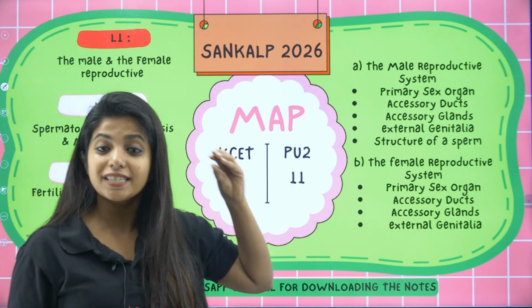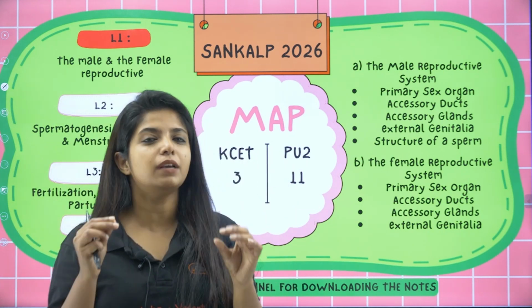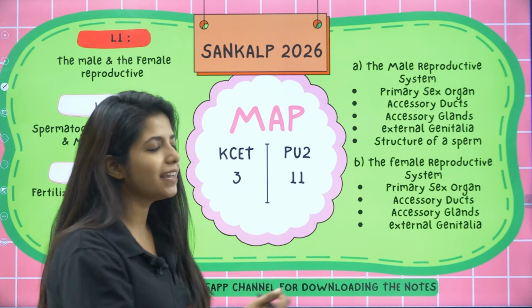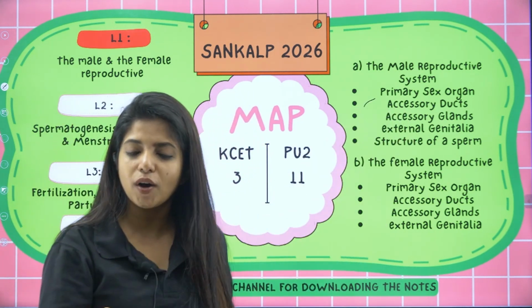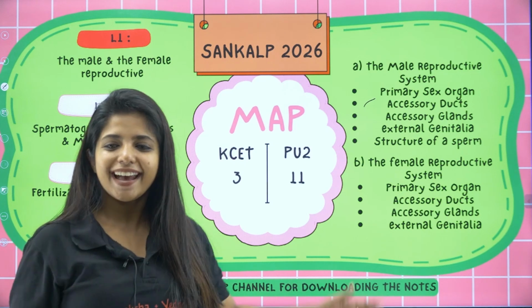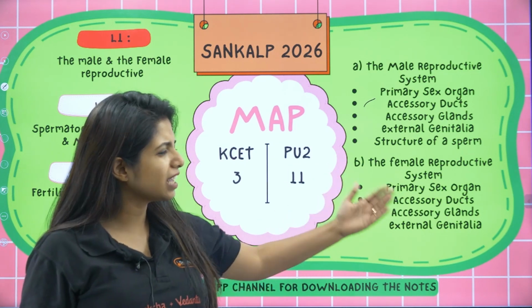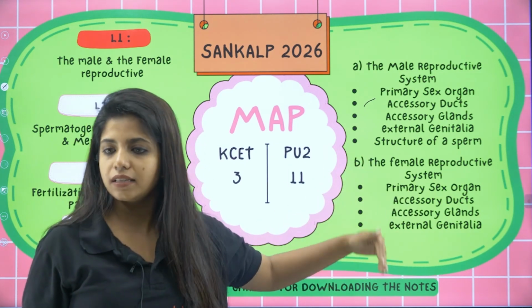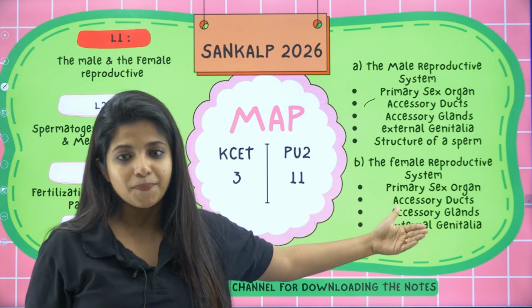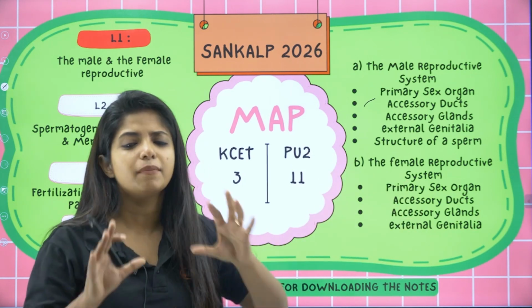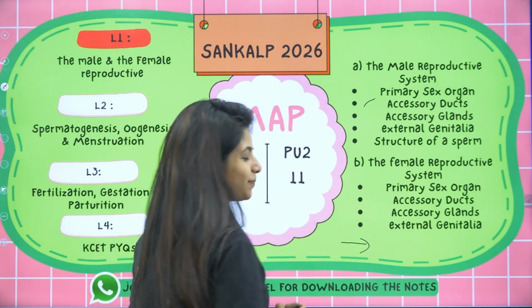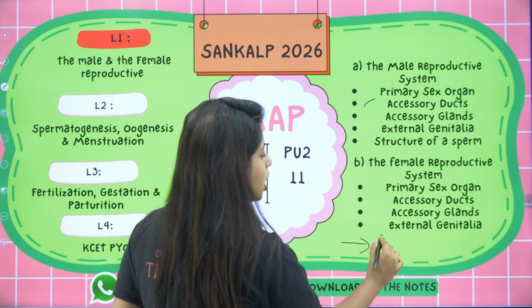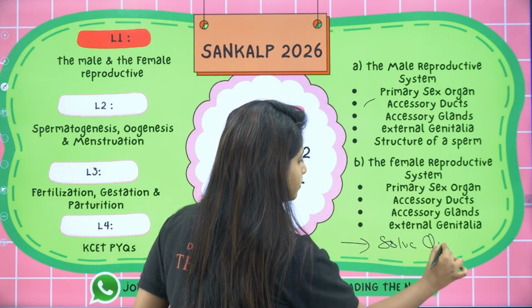Today I'm going to discuss in detail the male and the female reproductive system. In the male reproductive system: the primary sex organ, accessory ducts, the glands, genital organs, structure of the sperm and everything. And in the female reproductive system also the same: sex organs, the accessory ducts, the glands and the external genitalia. I know the terms are a little bit quirky, but I am going to make things really easy for you. And over here we are going to solve certain questions as well.